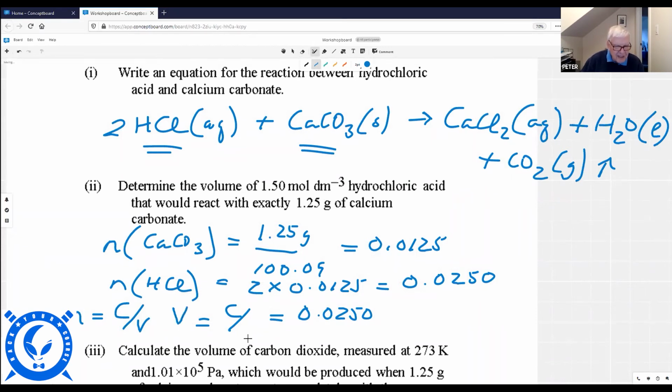So therefore, V is equal to N over C. There we are. So the number of moles is 0.0250 moles times 1 decimeter cubed divided by 1.50 moles, right? Because my initial concentration is 1.50 moles per decimeter cubed. And if I work out that number, the final answer turns out to be 16.7 centimeters cubed.